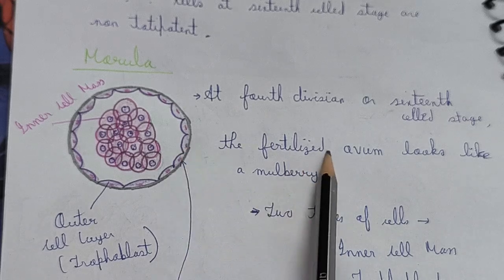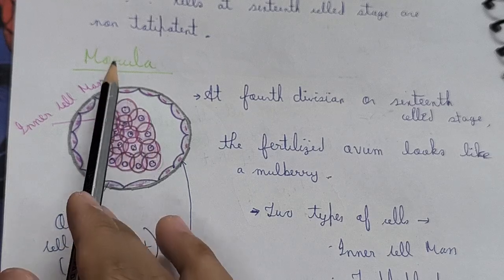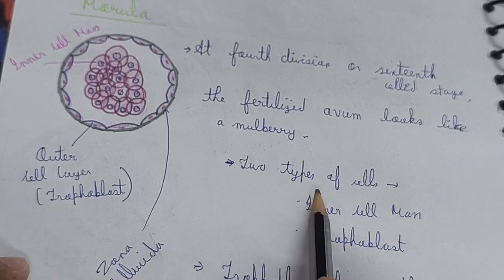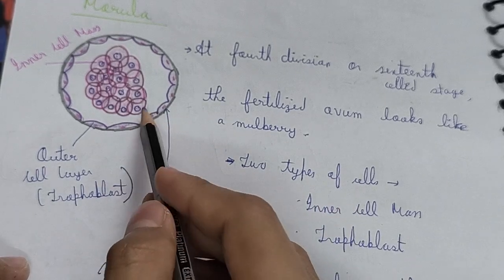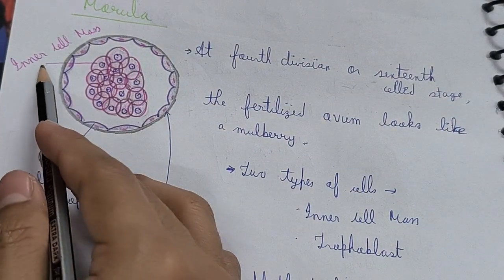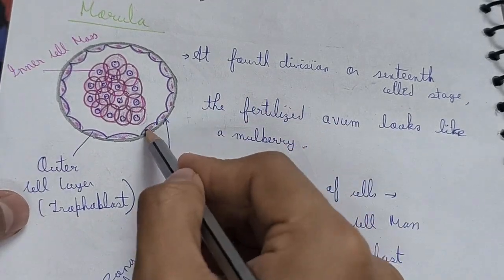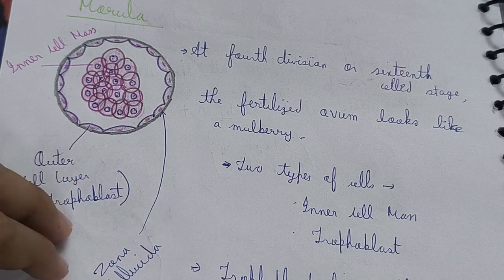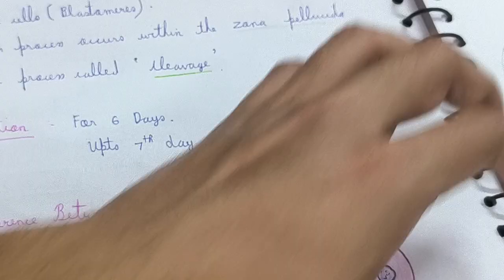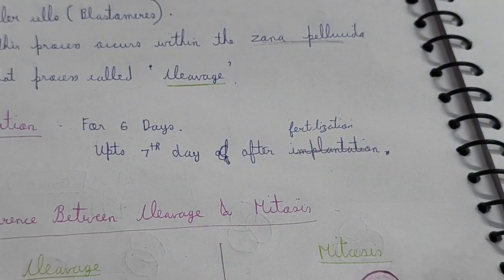Now you can see here that at the 16 cell stage the fertilized ovum looks like a mulberry, so it is known as the morula. But that is not the important part. The important part is that two different types of cells are there, the inner cell mass and trophoblast. Also, the zona pellucida is still present, because as I told you, this cleavage occurs within the zona pellucida.